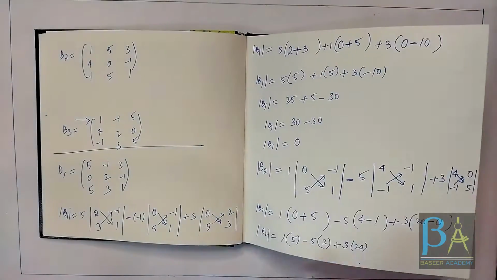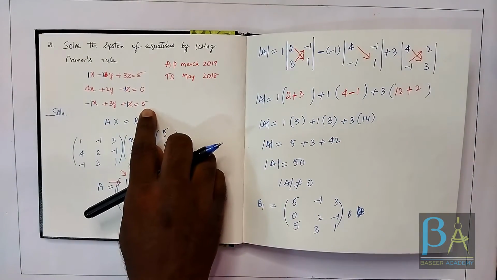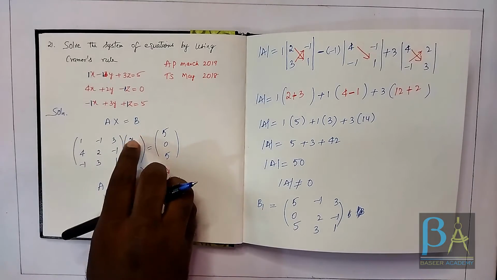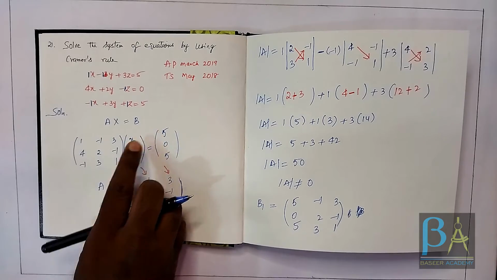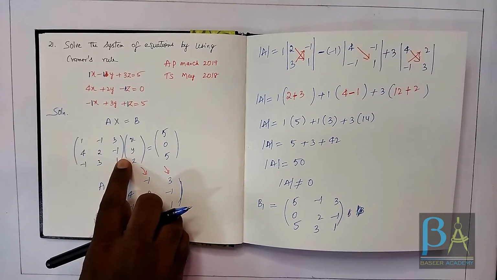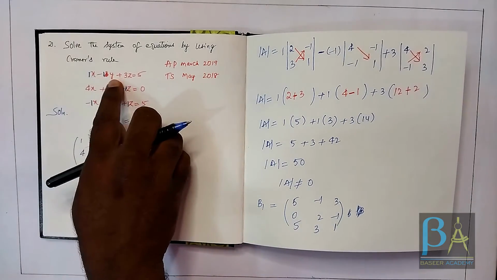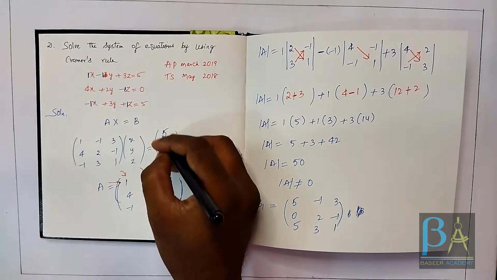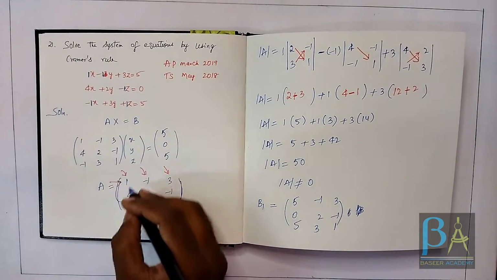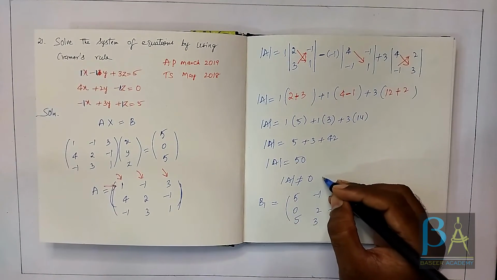So what did we do here? Let's go back to our question. We were supposed to solve the system of equations using Cramer's method. The first thing that we did is we converted the system of equations into the form AX is equal to B, where A is the coefficient matrix. So we wrote the coefficients, and then X is the variable matrix in which you write the variables X, Y, Z, and then B is the constant matrix where you write just the constants. And then since A is this matrix here, we found the determinant of A, and since the determinant of A is not 0, you can proceed with Cramer's rule here.